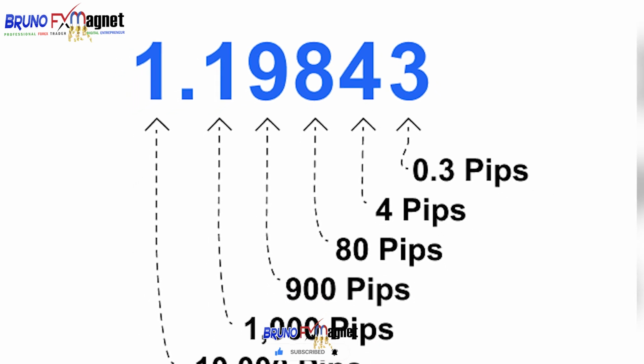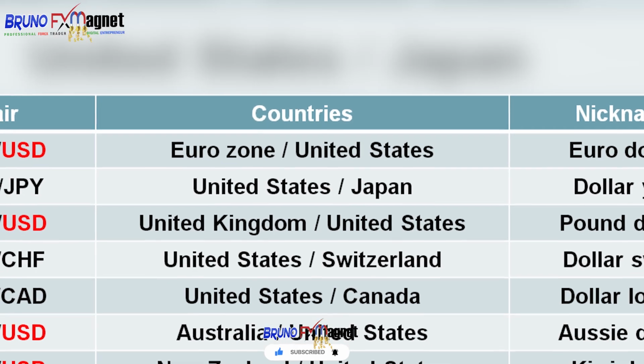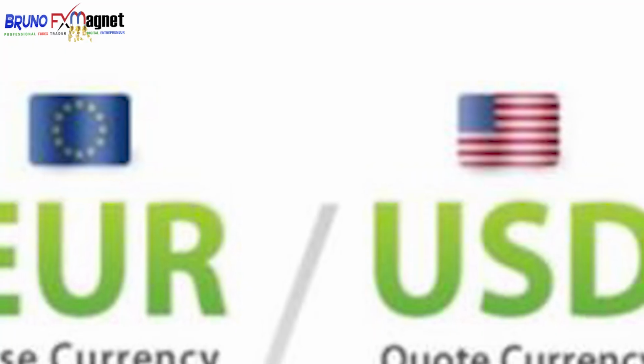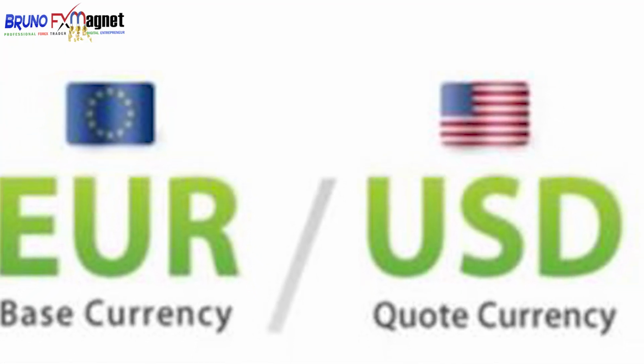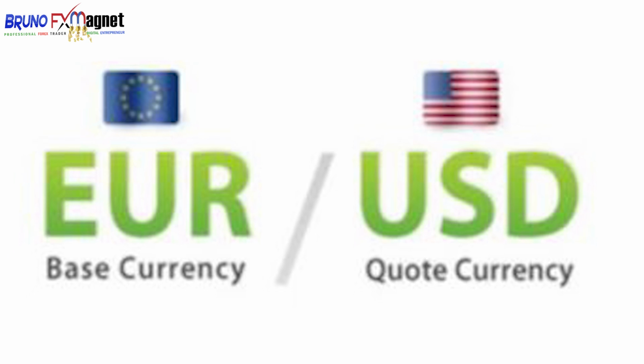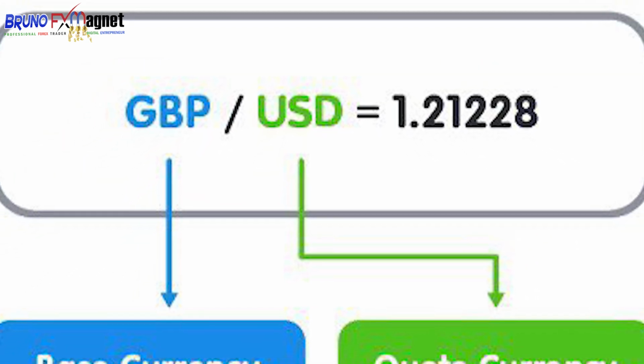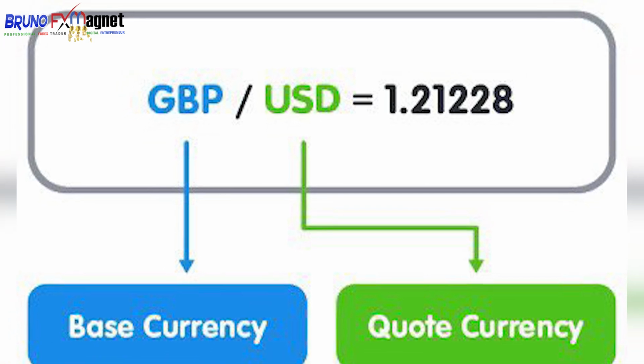Alright guys, I think you remember from the lesson on forex currency pairs where I talked about the base currency and the quote currency. Base currency is the first currency, while the quote currency is the second or last currency in the currency pair.